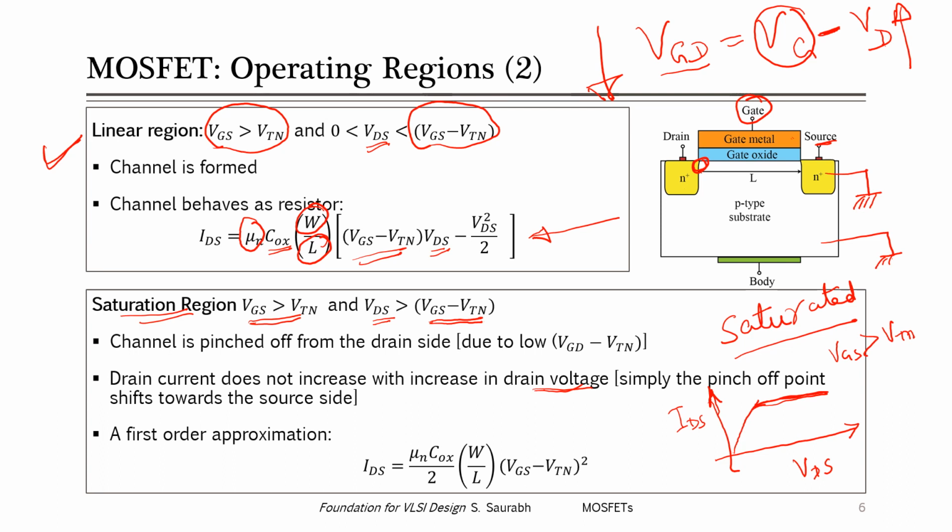As a first order approximation, in the saturation region, we can say that the saturation current depends on the mobility of the electrons in an N channel MOSFET, and the capacitance per unit area, and depends on W by L. So if we increase the width, the saturation current will increase. And it depends on the gate overdrive, VGS minus VTN, whole square. Note that it is not dependent on the VDS.